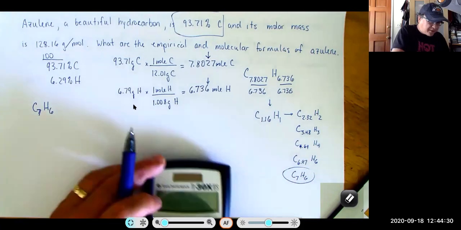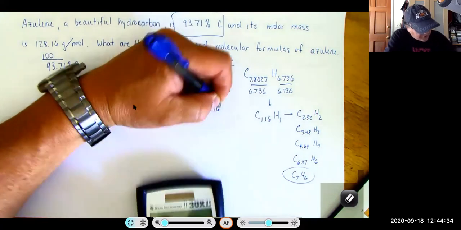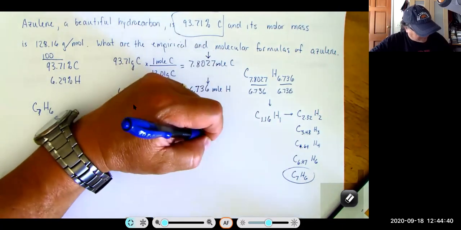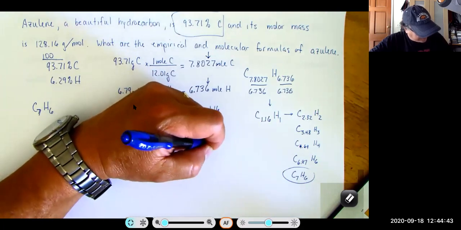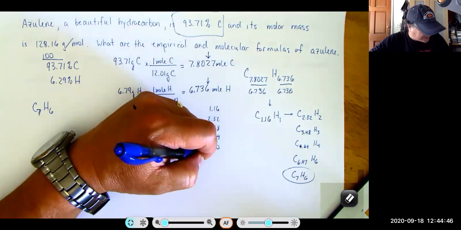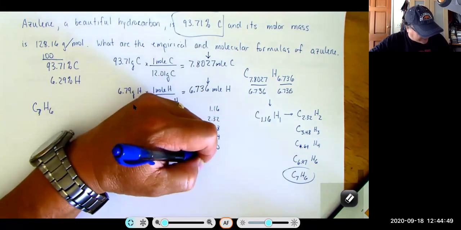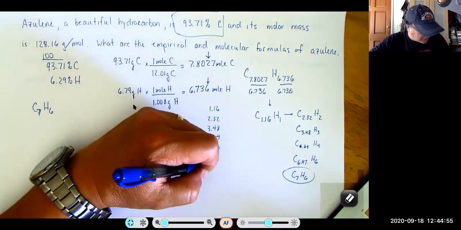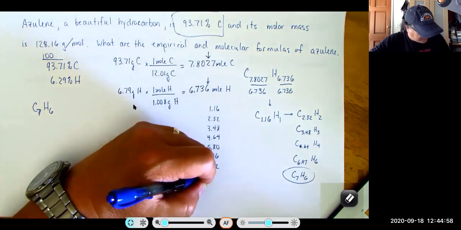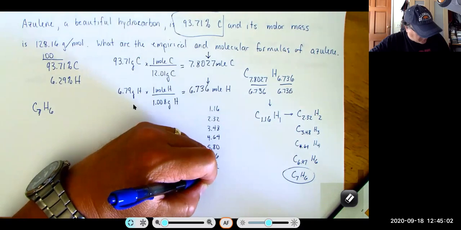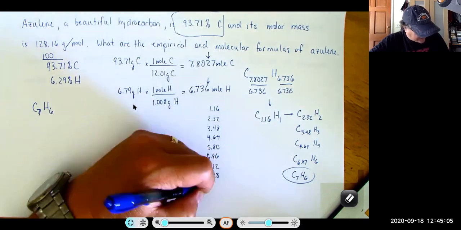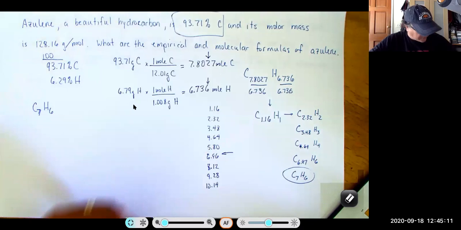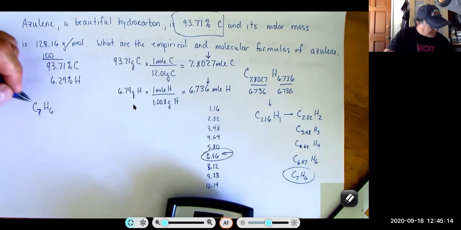Let me do all the iterations of 1.16. 1.16, 2.32, 3.48, 4.64, 5.80, 6.96, 8.12, 9.28, and then 10.14. This is the one that's closest to a whole number, so I've got to go with that one. All right, so we're going to call that the empirical formula.